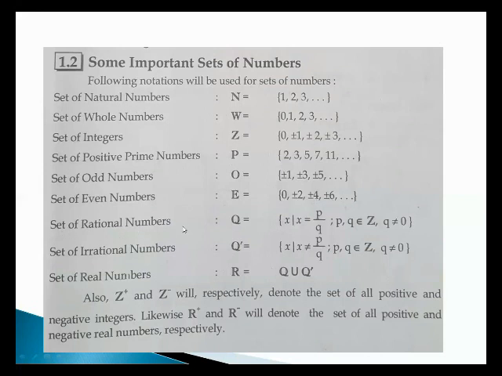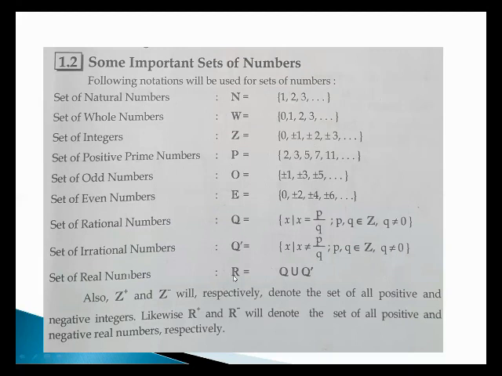The set of rational numbers is represented by capital Q, and it is written as {x : x = p/q, where p and q belong to Z and q is not equal to 0}. The set of irrational numbers is represented by Q bar, or Q complement, or Q dash. Again this set will be written in set builder form as {x : x is not equal to p/q, p and q belong to Z, and q is not equal to 0}.